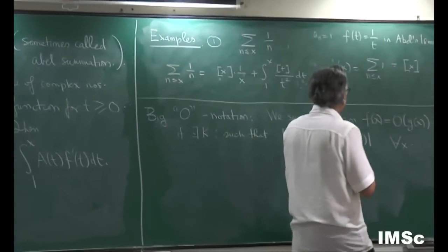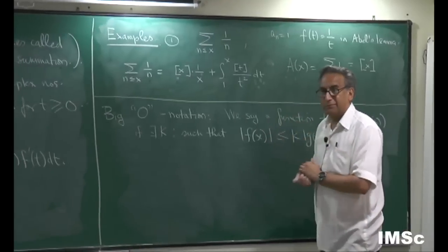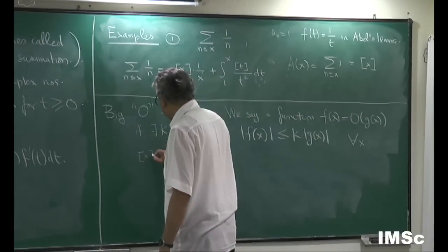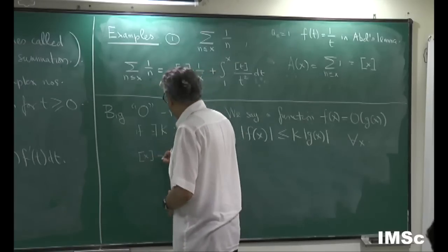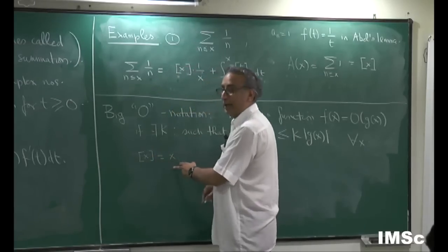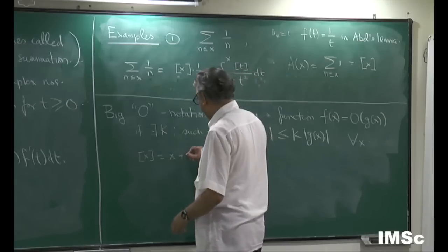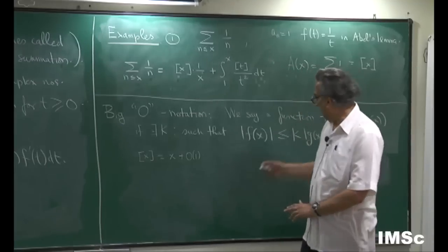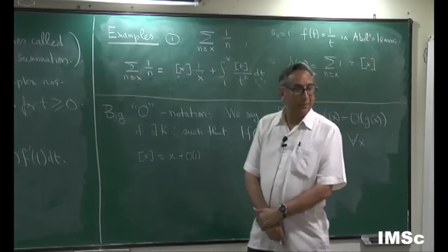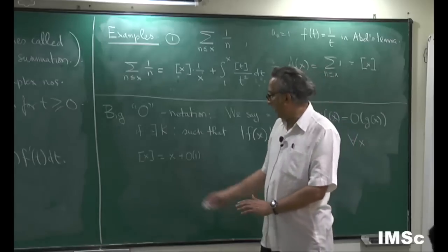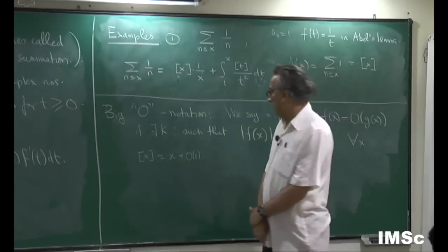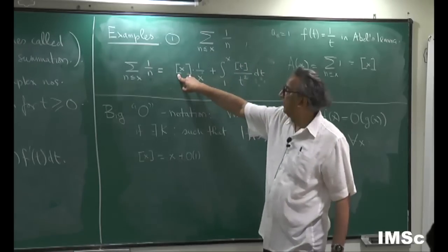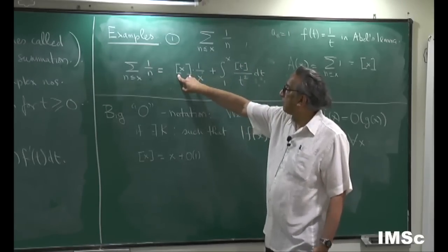And this notation is going to help in not worrying about inequalities. So that way I'm going to write the greatest integer function of x as something pretty close to x, but the difference is bounded by 1. So big O of 1 means it's actually bounded, right? Big O of 1, that's the notation. So x plus something bounded by 1.